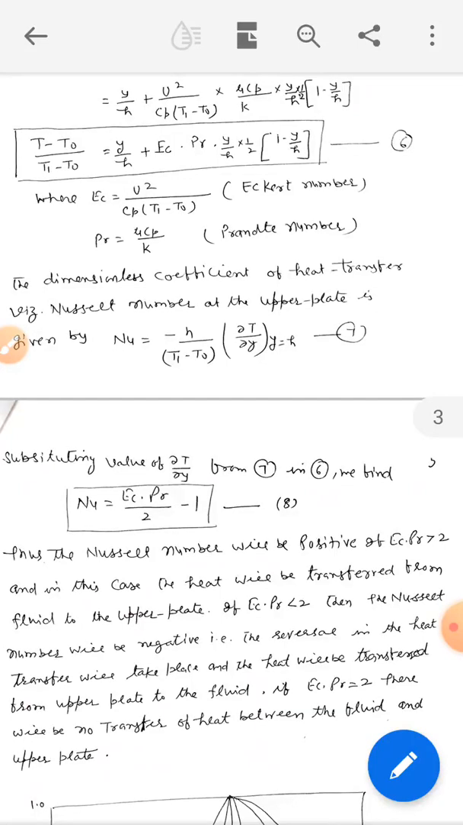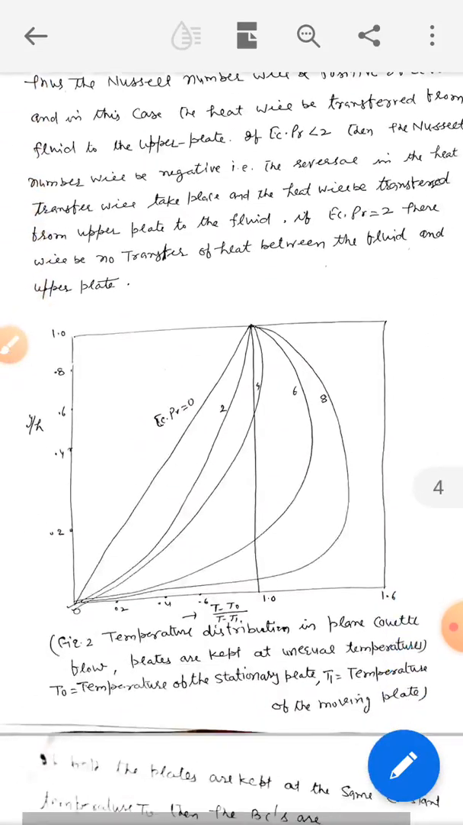case the heat will be transferred between the fluid and the upper plate. If Ec into Pr is less than 2, then the Nusselt number will be negative, so the heat transfer is reversed and the heat will be transferred from the upper plate to the fluid. If Eckert number into Prandtl number is equal to 2, then there will be no transfer of heat between the fluid and the upper plate. This is the diagram.